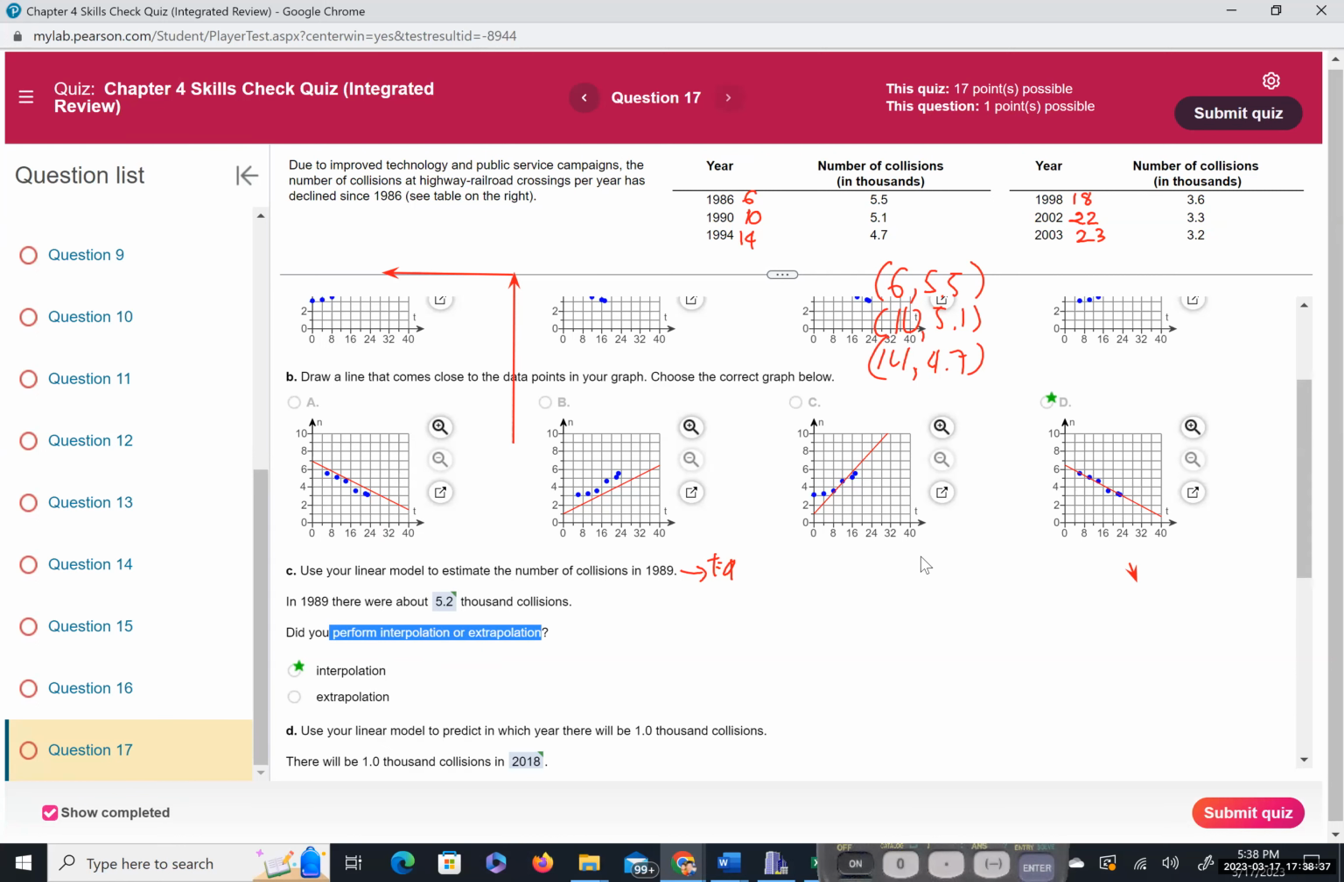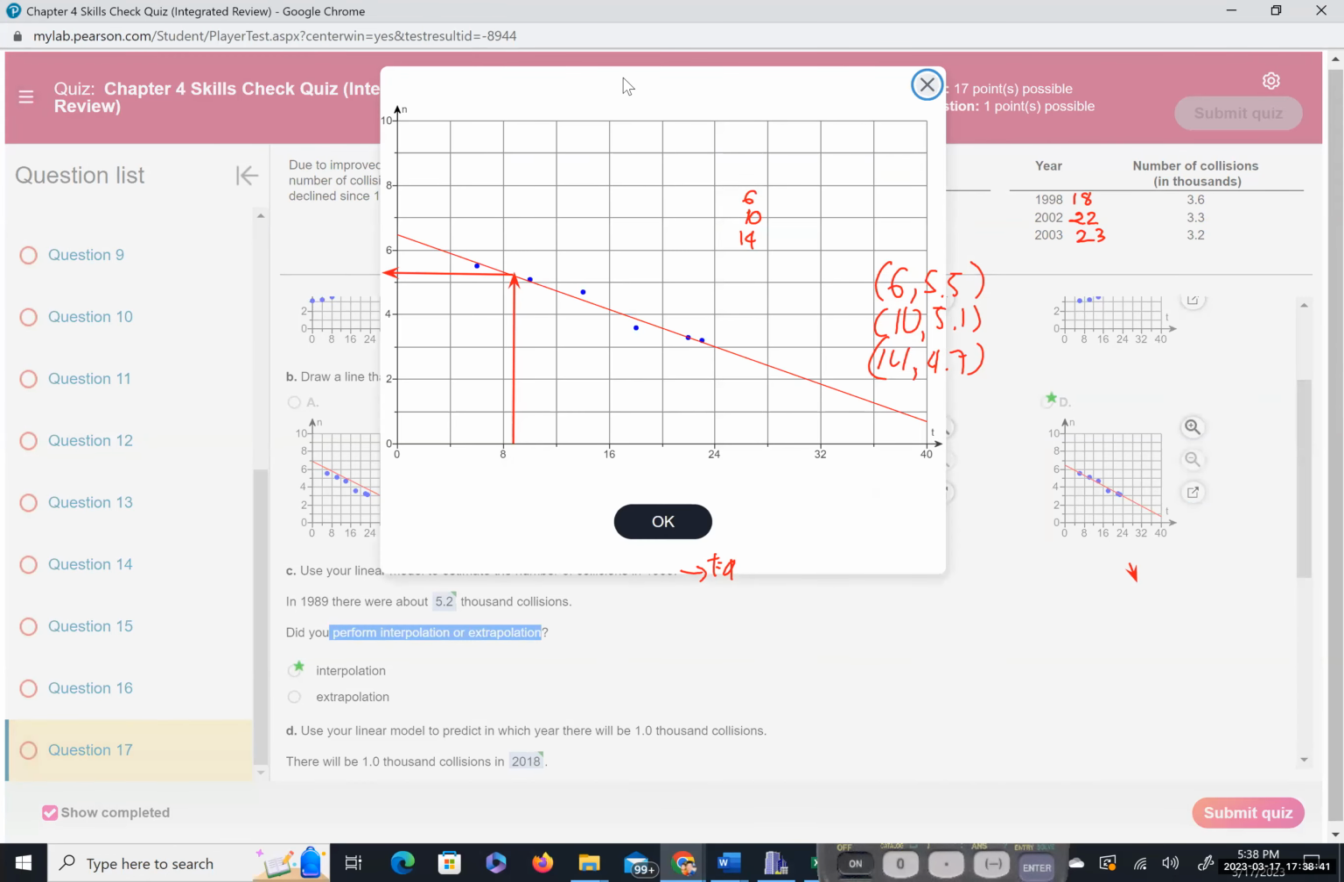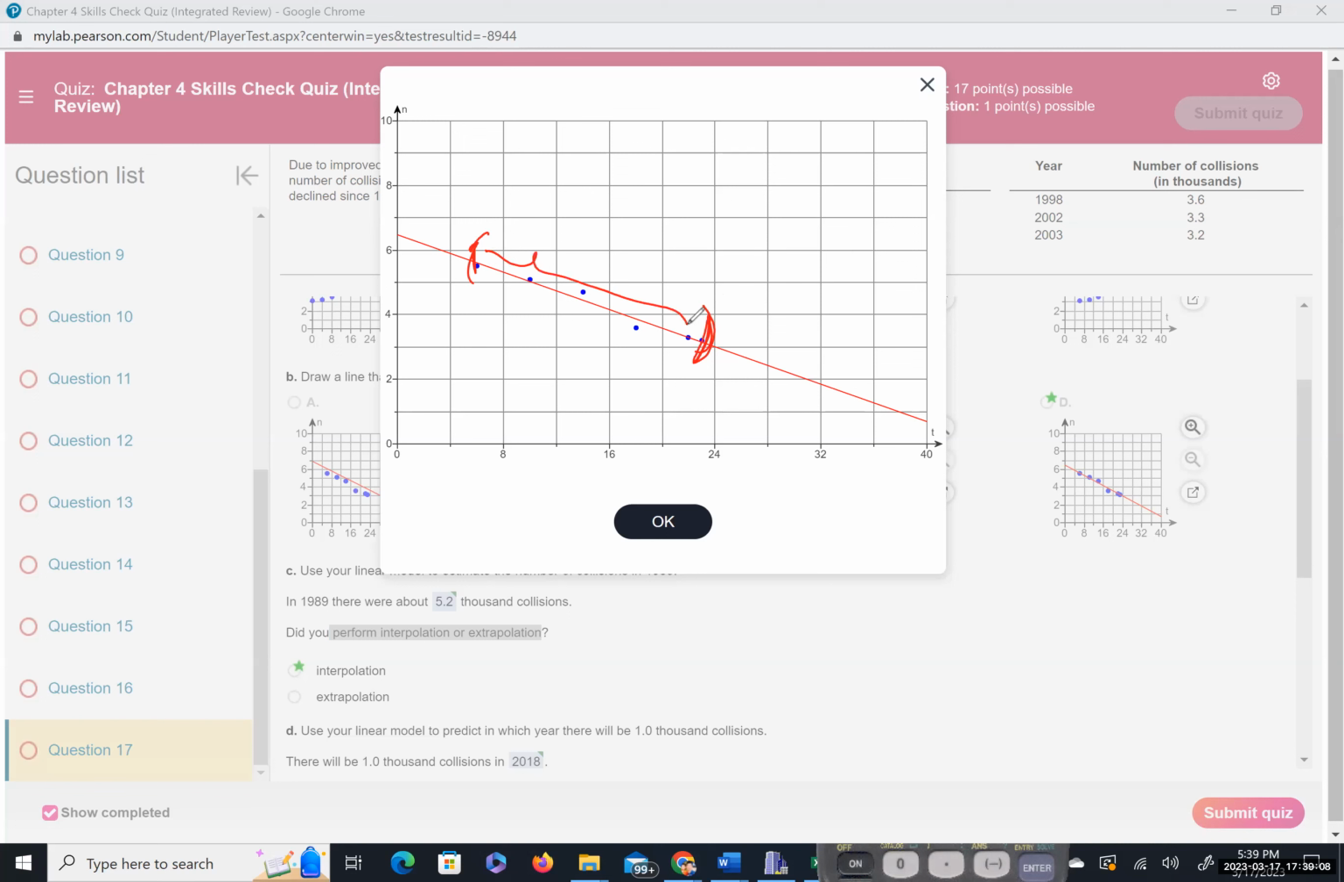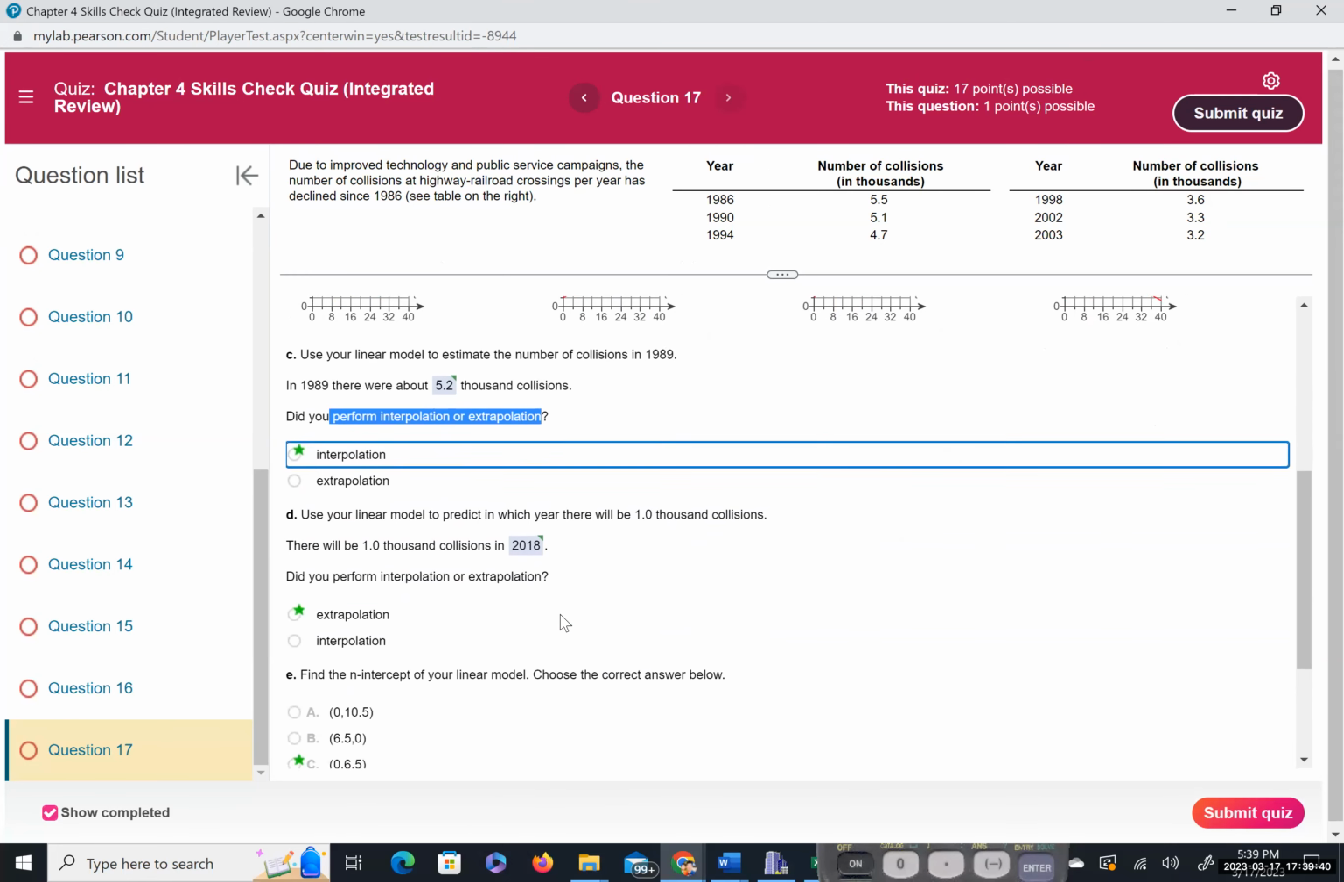Okay, so they ask whether we performed interpolation or extrapolation. Keep in mind that interpolation is when you estimate some value that's still in between the values that you have collected. So if you try to estimate some value in between from here to here only, then that's interpolation. And extrapolation is going to be outside of this, like in the future. All right, so that's why this is just interpolation.